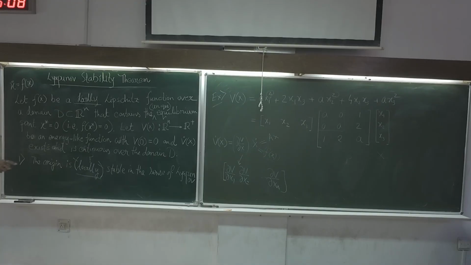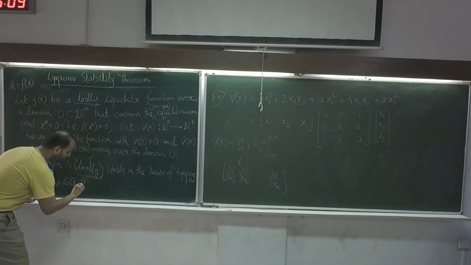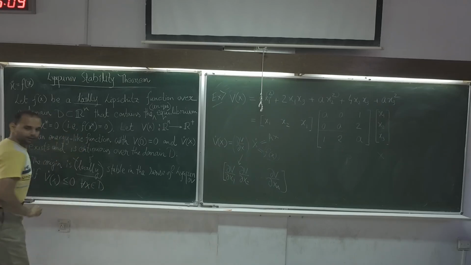You don't write, you speak: what will happen after this? The origin is stable in the sense of Lyapunov if V dot of x is less than or equal to 0. That is, it is the case of negative semi-definite. Asymptotically stable, no. The first one is only stable, that is the bounded trajectory case. So V dot of x is less than or equal to 0 for all x belonging to D.